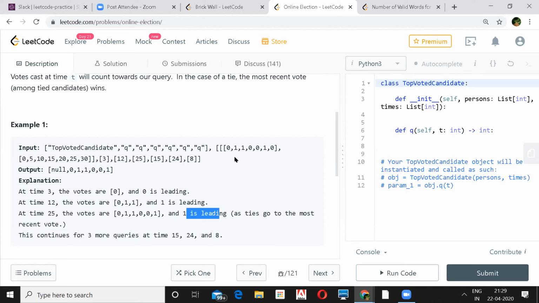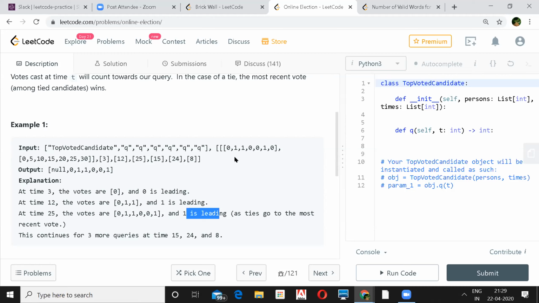So, for example, we are searching for the time t equals 12. Our original array is 0, 5, 10. This would contain the first element as 0, the vote corresponding to 0 as 0 and vote corresponding to 1 as 0. At t equals 5, it will contain 2 votes, 1 for the 0th candidate and 1 for the 1st candidate. And at t equals 10, it would contain 3 votes, 1 for the 0th candidate, 2 for the 1st candidate.